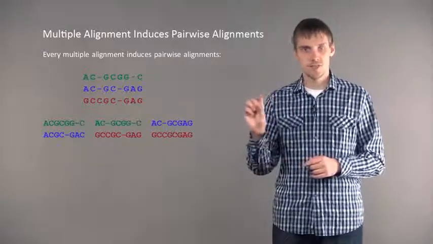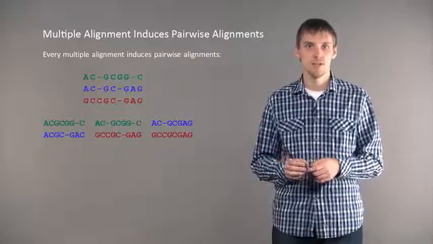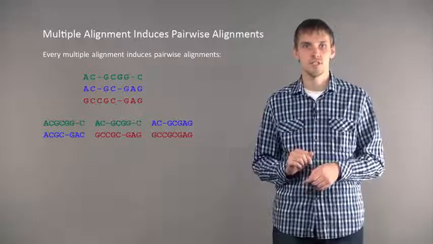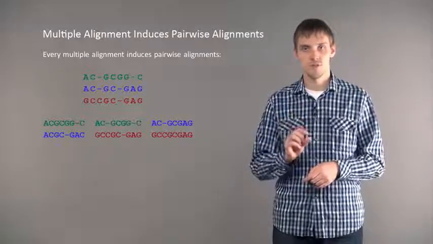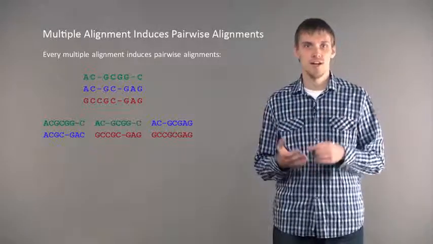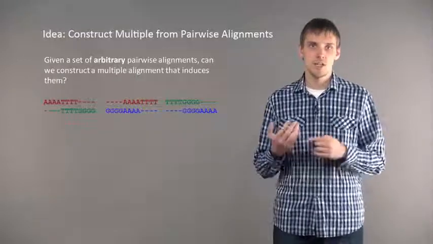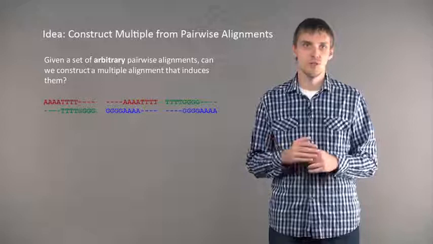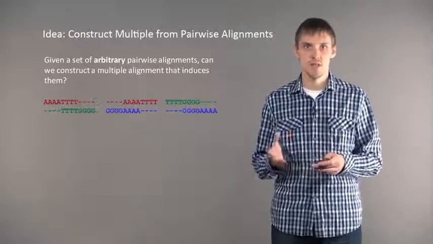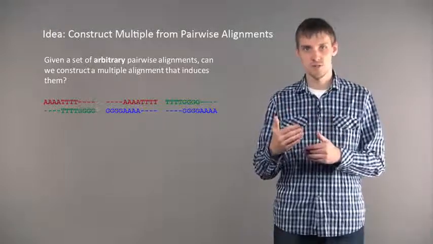You can take two rows in any way you want, and you will get a pairwise alignment of these two sequences, which is induced from this multiple alignment. But can we find a multiple alignment from pairwise alignments? In general, no, because given a set of arbitrary pairwise alignments, we cannot construct a multiple alignment that induces them.